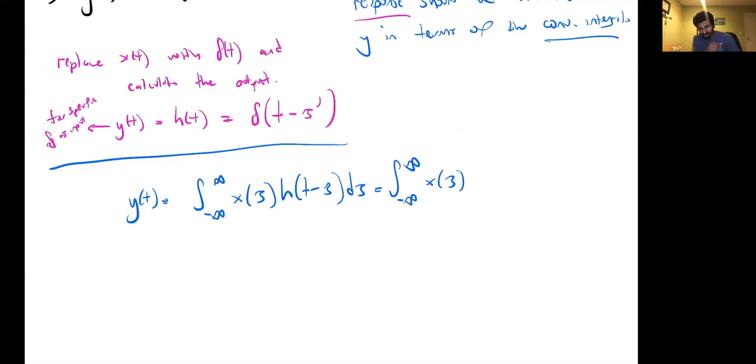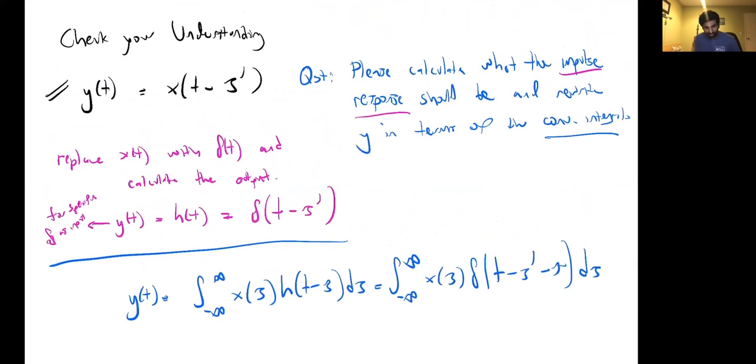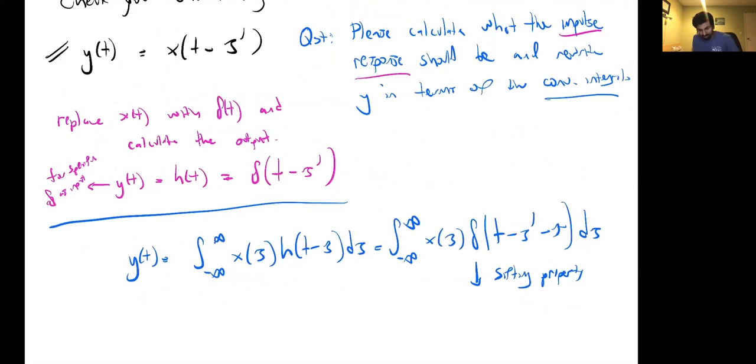So in this particular case, I can add another shift to the delta function as follows. This is simply the delta of t minus tau prime minus tau, d tau. And this is now your expression for the convolution integral. And you will see if you actually compute this integral, if you actually want to use the sifting property, this is going to equal what we had in black: x of t minus tau prime. So this exercise here that you do with the sifting property, feel free to attempt that at home if you want to practice your sifting property.